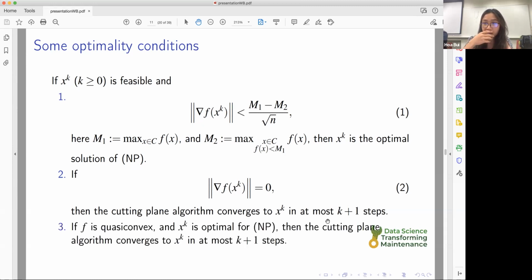And even better, if our objective function is quasi-convex. Because my talk will be after Vanessa's, I think I will take advantage that everyone already knows about quasi-convexity. So if the function f is quasi-convex and xk is optimal, which means it satisfies the first condition, then the cutting plane will converge in the next step. So we have some similar conditions like that.